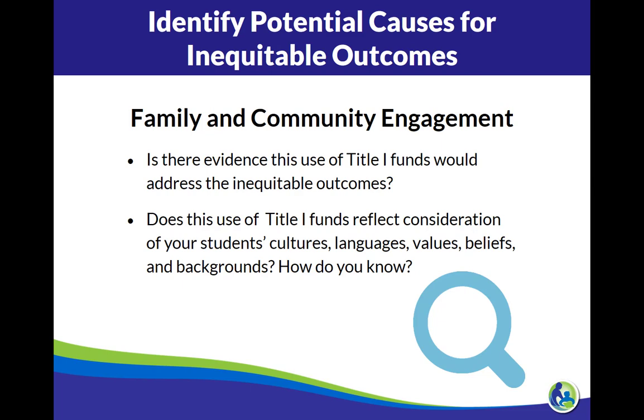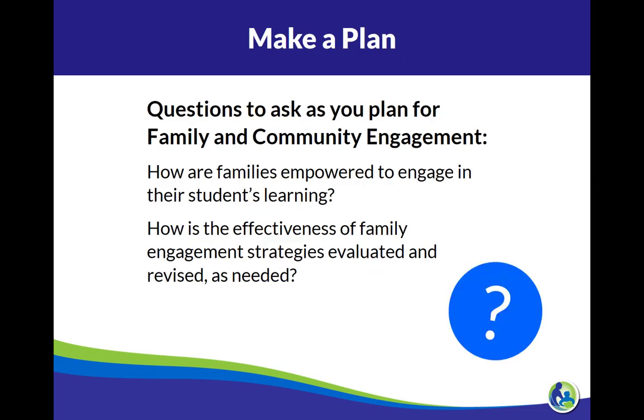Make sure the strategy being considered is directly related to the causes identified for the inequitable outcomes. Consider the following questions. Is there evidence this use of funds would address the inequitable outcomes? Does this use of funds reflect consideration of your students' cultures, languages, values, beliefs, and backgrounds? How do you know? It is also essential the family and community engagement strategy selected will be accessible to families in the community, as well as empower and use them as assets.